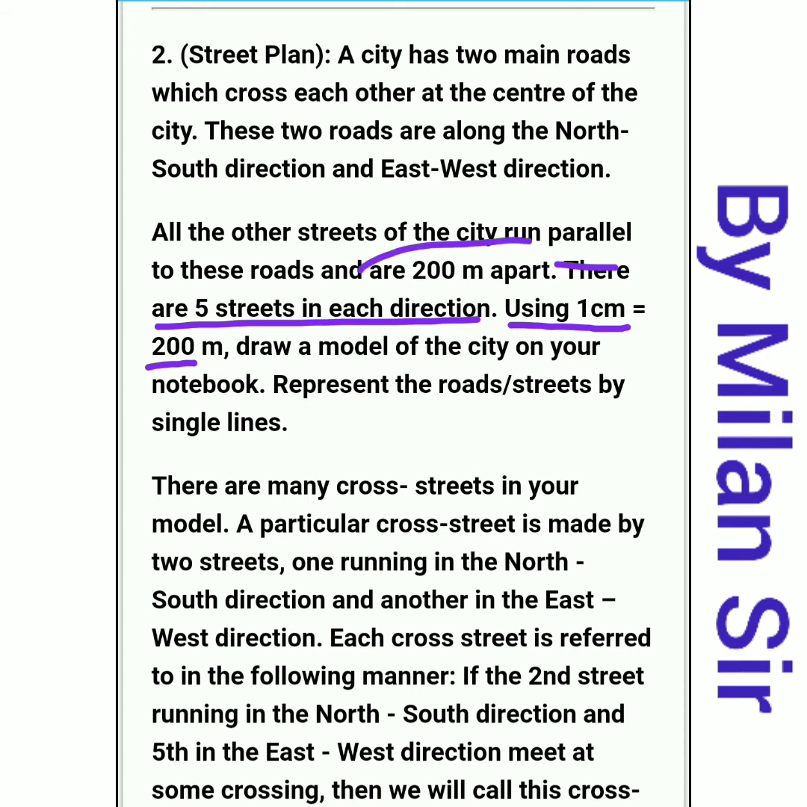Now here it is given that streets are 100 meters apart from each other. Now 100 meters is equal to 1 centimeter, so we need to draw the streets at a distance of 1 centimeter, because here we are using one scale: 1 centimeter equals 200 meters. We need to represent the roads, otherwise streets, by single lines.